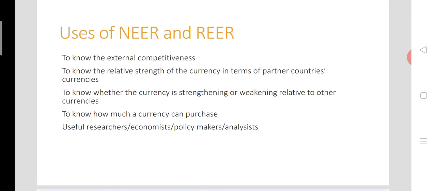Moreover, this is useful for researchers, economists, policymakers and analysts. This is in fact rarely used by the media and rarely used by the public, unlike the nominal exchange rate. This has greater significance to researchers, economists, policymakers and analysts.